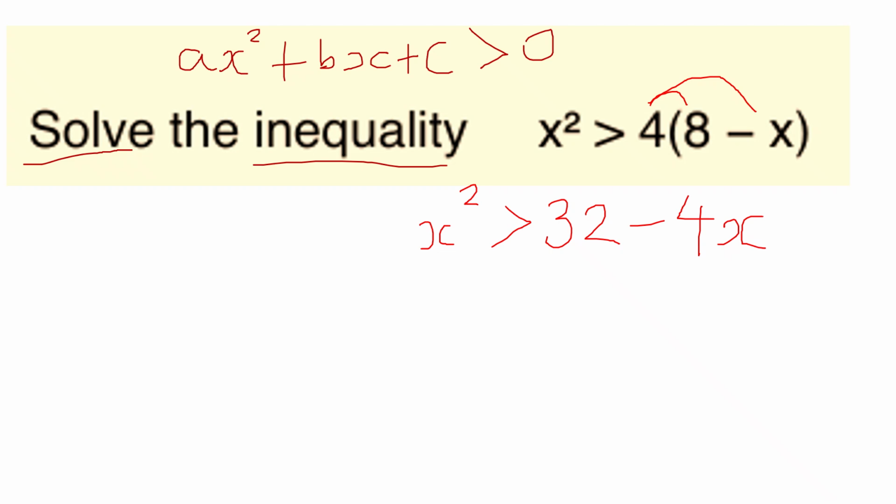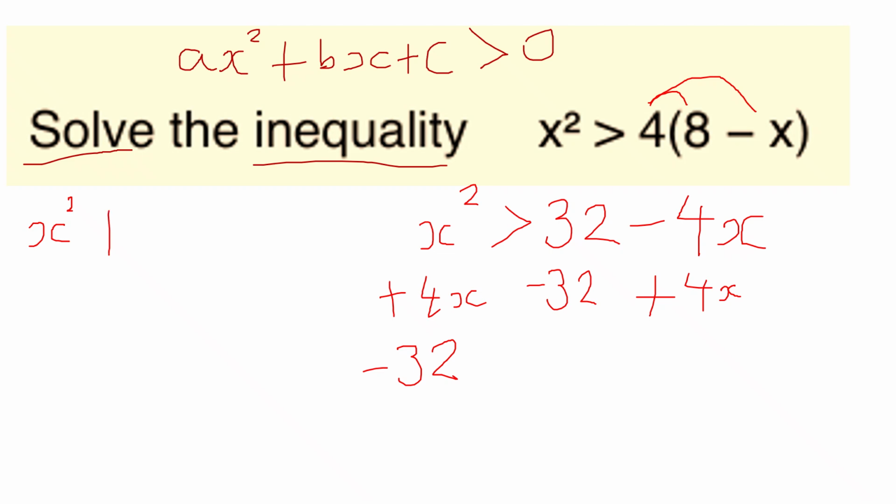I'm now going to rearrange the quadratic so it's in this format. So I'm going to add 4x to both sides of my inequality to balance it, and I'm also going to subtract 32 from both sides. So when I do that, what do I get? I get x squared plus 4x minus 32 is greater than 0.